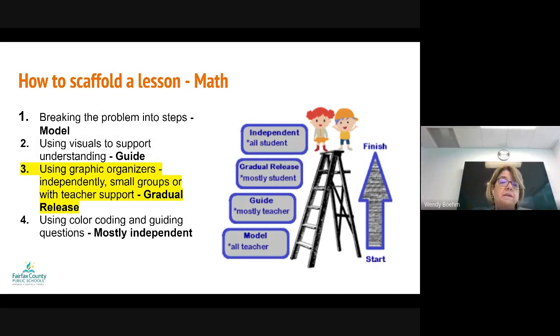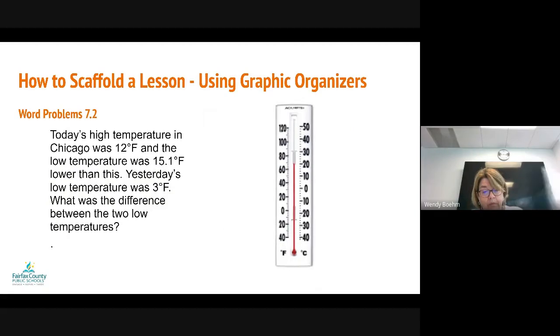The third piece of scaffolding a lesson in math is gradual release. And for this, we're going to use graphic organizers independently, in small groups, or with teacher support to get the students to this level. If we look at this problem, we are now doing SOL Standard 7.2, which is where we wanted to be by the end of this lesson.